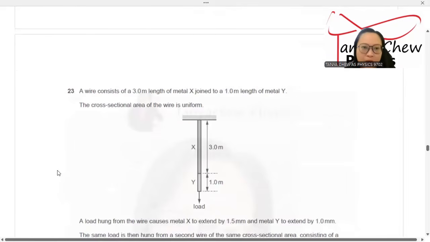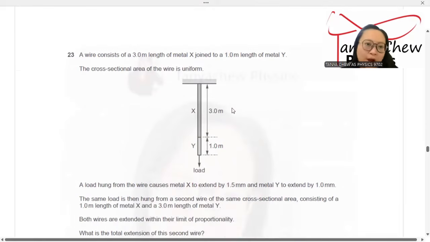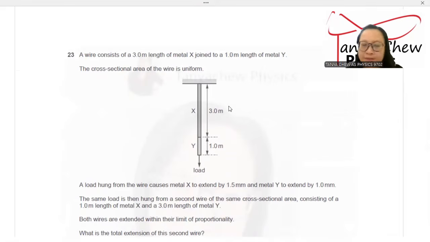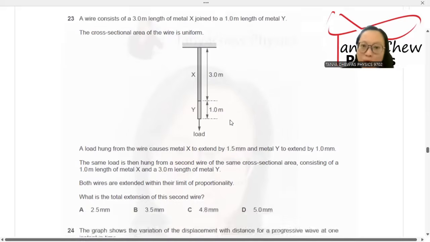The next one. A wire consists of a 3-meter length of metal X joined to a 1-meter length of metal Y. The cross-sectional area of the wire is uniform. A load hung from the wire causes the metal X to extend by 1.5 millimeter and metal Y to extend by 1 millimeter. The same load is then hung from a second wire of the same cross-sectional area consisting of a 1-meter length of metal X and 3-meter length of metal Y. Both wires are extended within the limit of proportionality. What is the total extension of this second wire?